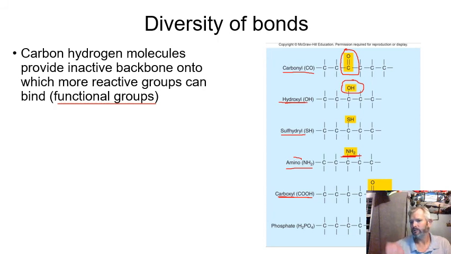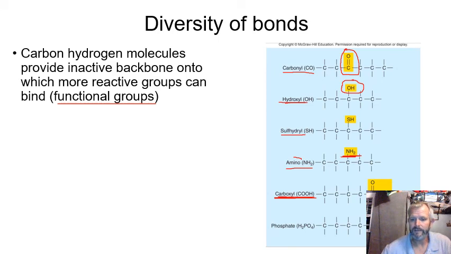Just going back to that molecule we'll be talking about a lot, the amino acids, we will see what they have. Two functional groups here. They have an amino, all amino acids have an amino group, and they also have a carboxyl group because carboxyls will make the molecule an organic acid.